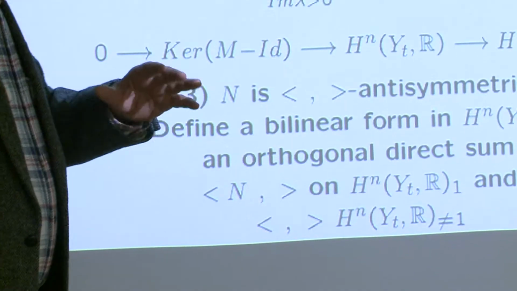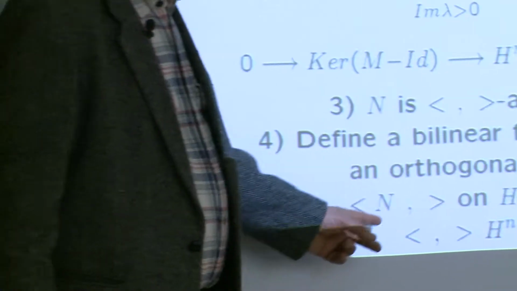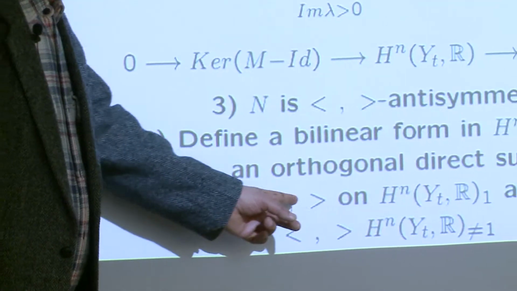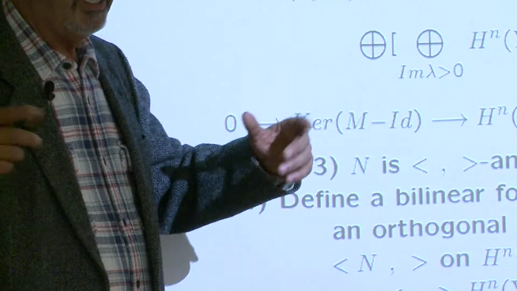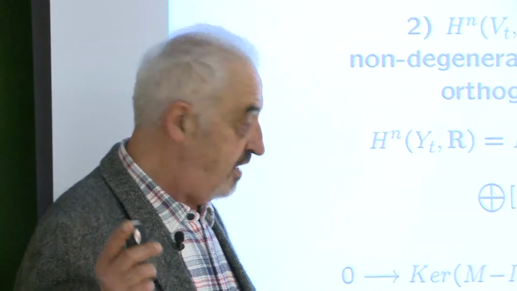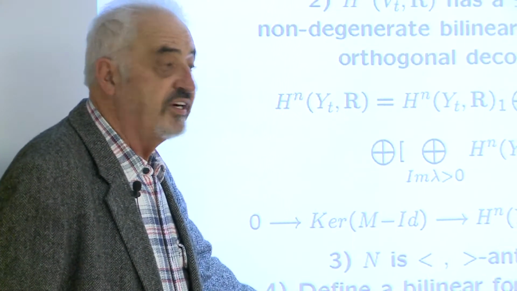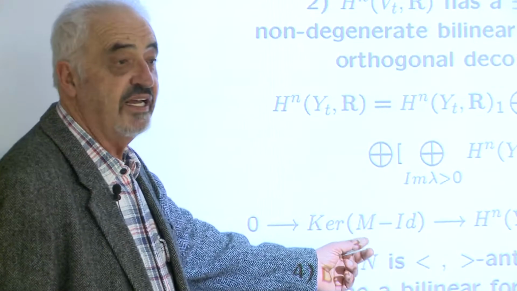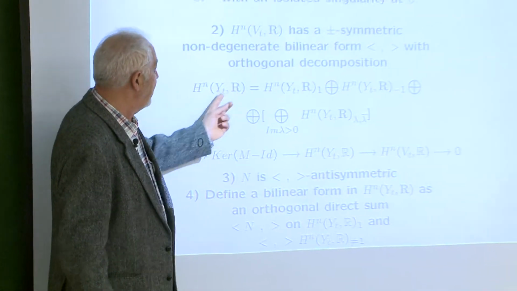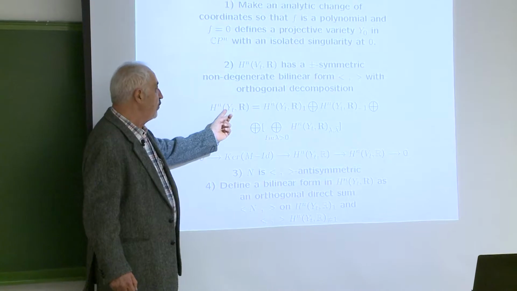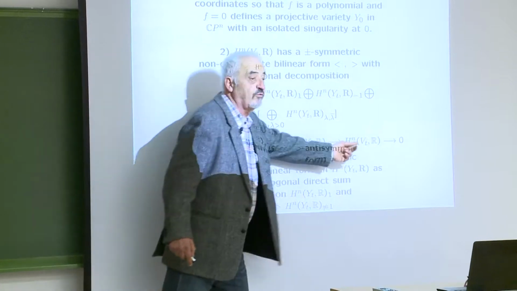Now, for me, it's still a mystery why this is the correct bilinear form, but this is the correct bilinear form. So here, this is the coproduct. Everything is topological. The coproduct is topological. N is topological. And so this is a form which is going to degenerate in the kernel of N, which is exactly the kernel of N minus the identity. So if you view it in H^n of Y_t, it is a bilinear form which degenerates over here, and so it is inducing a non-degenerate bilinear form over here.